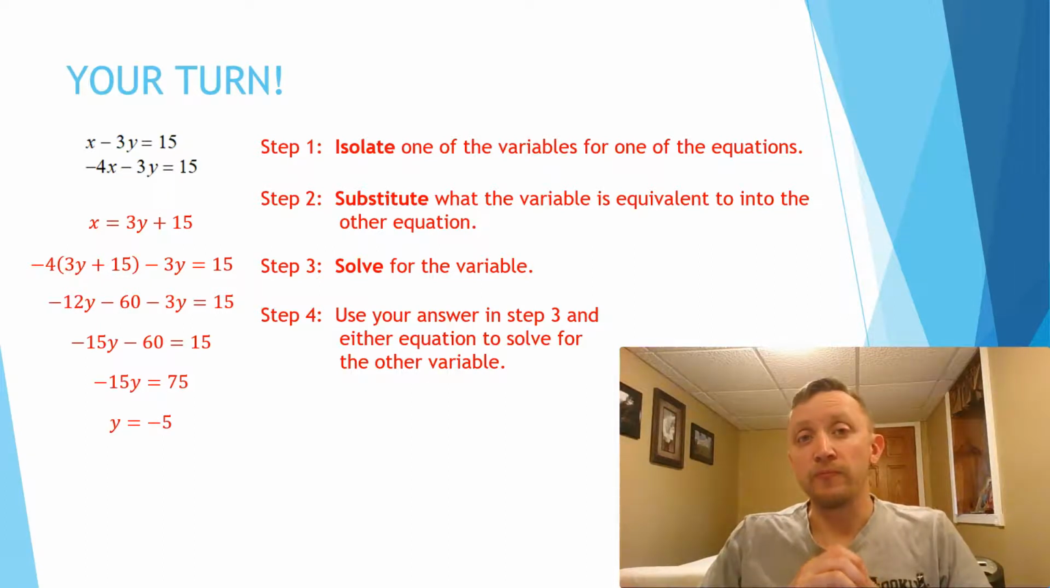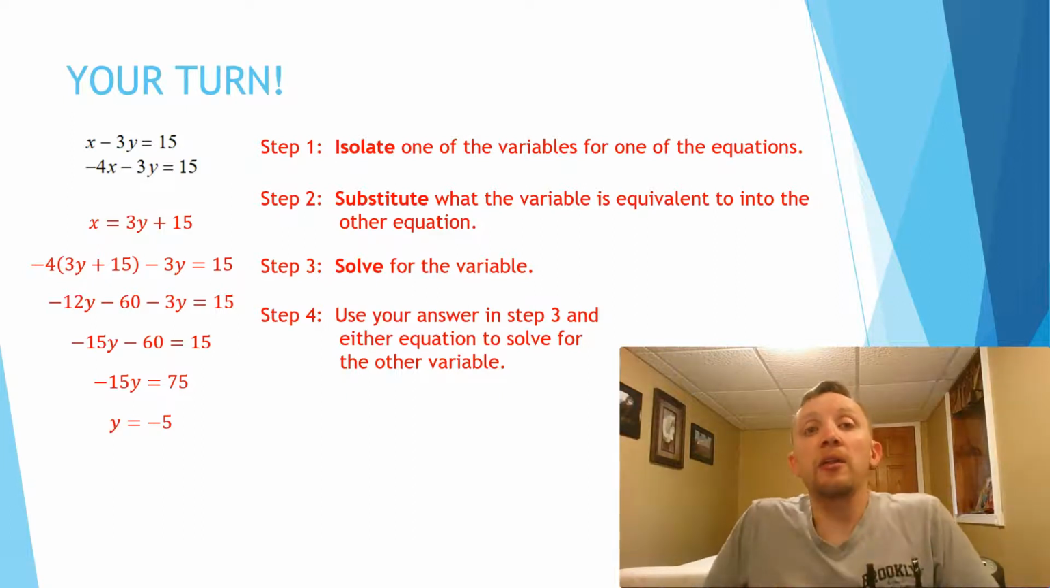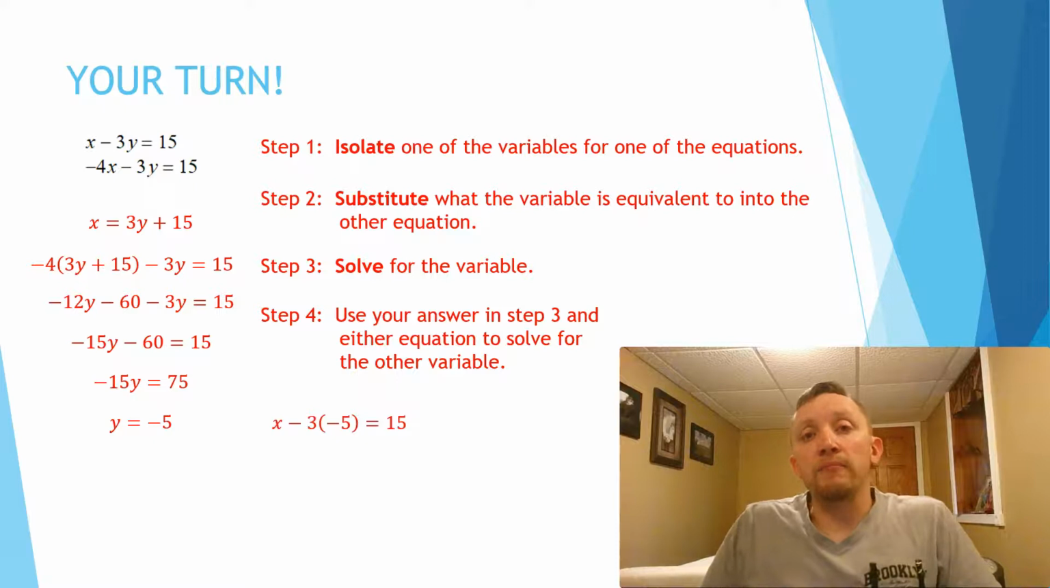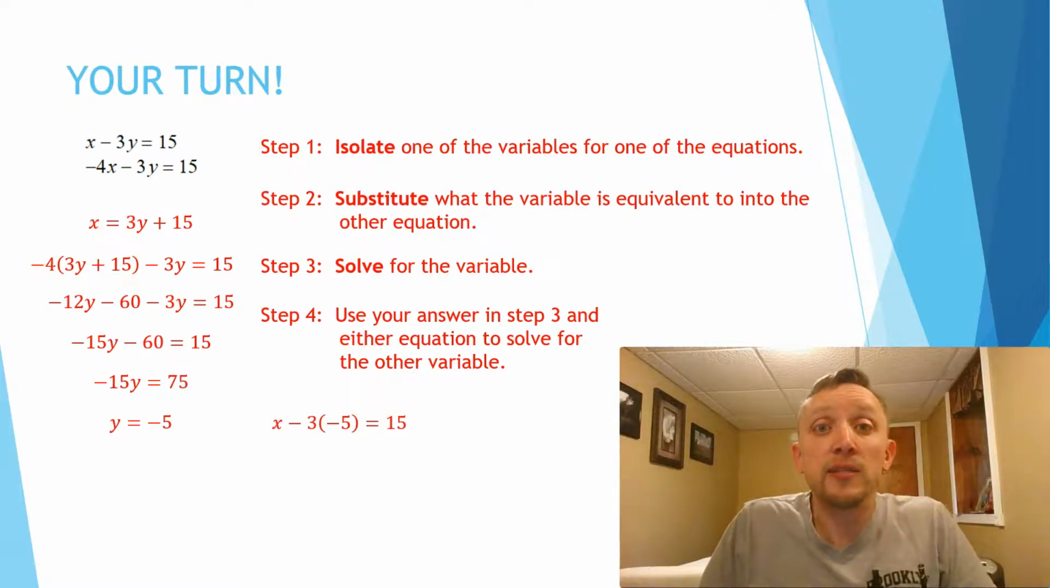Now again, that was a long process to get to y is negative 5, but we're not done yet. We're looking for our answer in the form of a coordinate. So I need to figure out what the x value is. So I'm going to pick either equation. It doesn't matter which one you use. Which one did you use? Did you use the first one? If you did, it's going to look like mine. If you didn't use the first one, you're still going to get the same answer.